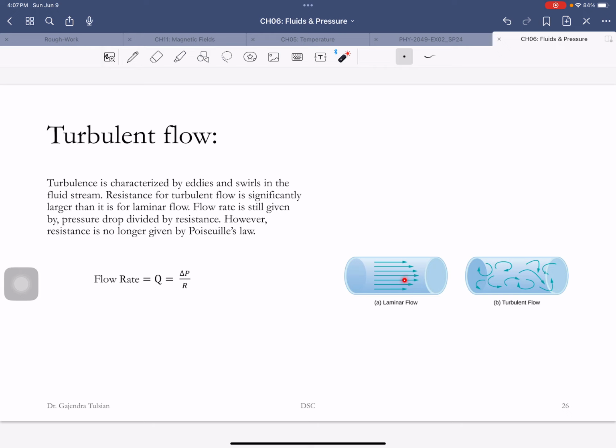Okay, now in the body, many times the flow does become turbulent, and we'll see under what circumstances it becomes turbulent. So turbulence is characterized by eddies and swirls in the fluid stream. So you have eddies and swirls. Resistance for turbulent flow is significantly larger. So resistance is larger, and for a given pressure difference, the flow rate drops.